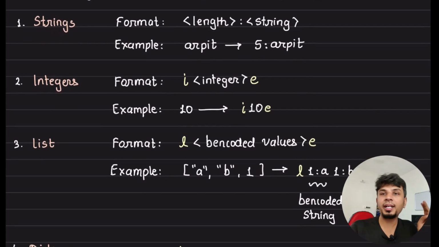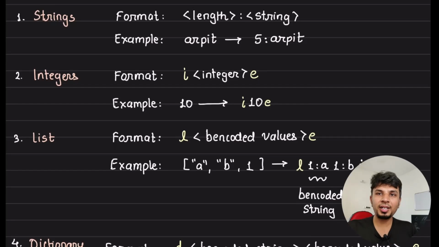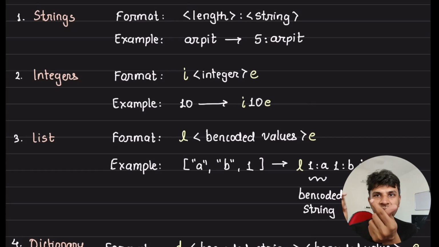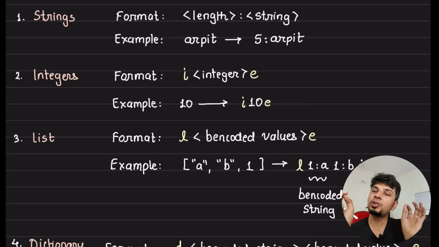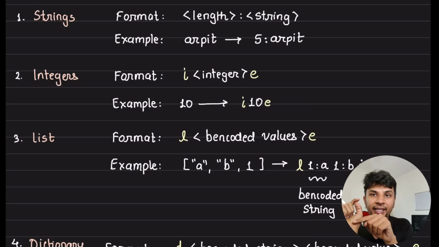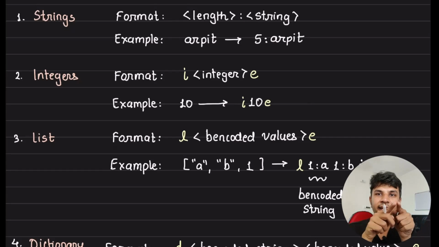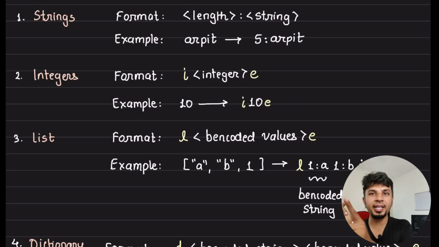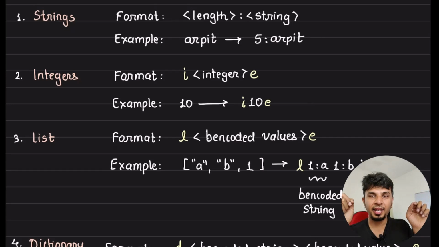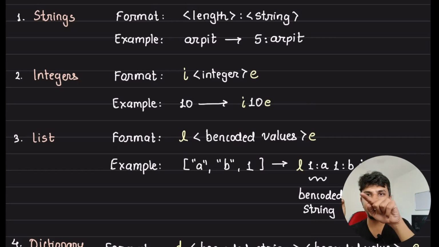Second, B encoded integers. B encoded integers are stored as I, then your actual integer, and then E for end. So integer start, then your integer, and then integer end. If I want to store 10, it would be stored as I, 10, E. Whatever is there up until E is my integer, and as soon as I get an E, that is the end of the integer. So representing 10 in my B encoding would be I, 10, E.